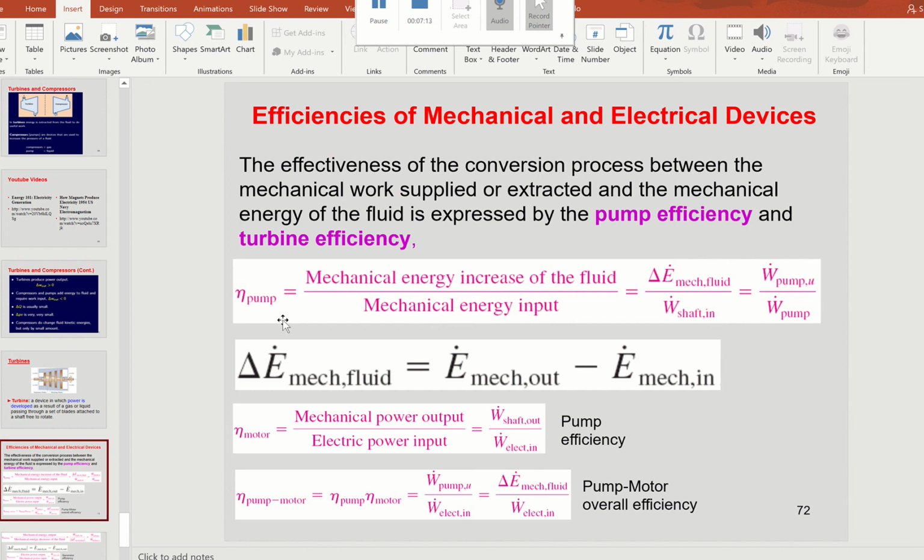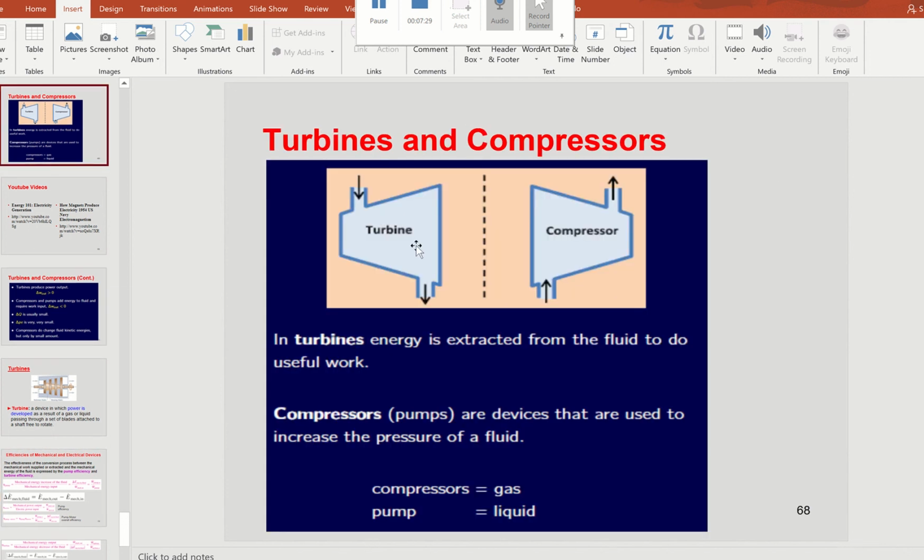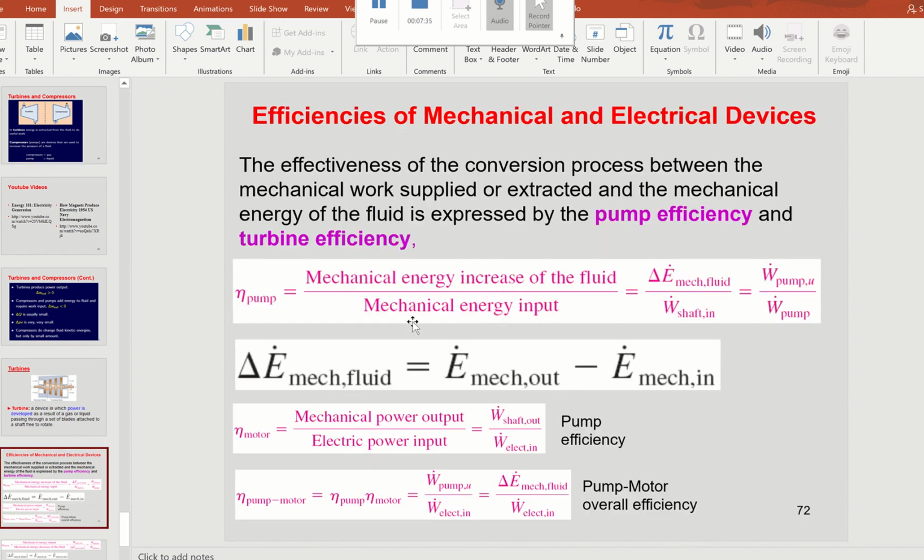So for the pump, what's our desirable output of a pump or compressor? It's trying to increase the mechanical energy of the fluid. That's our desirable output, our goal. However, what's required for the pump? Remember, in order to pump something or compress something, you have to have energy added. So in that situation, the mechanical energy input is required.